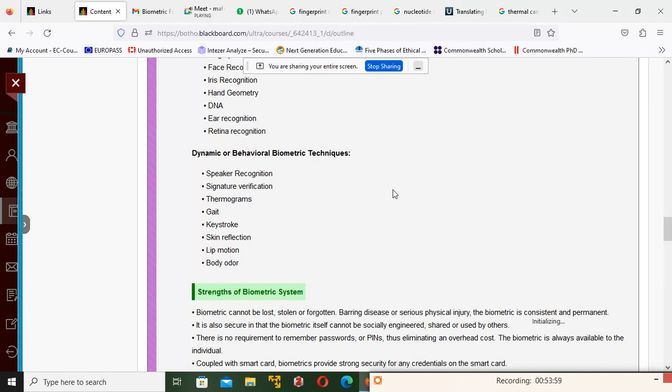The lip motion, how you move when you are speaking, the way your lips move. Skin reflection is very easy to understand. It is the way your skin reflects light when light is being shined on it. Let me talk about body odor. We have a particular device called the electronic nose.